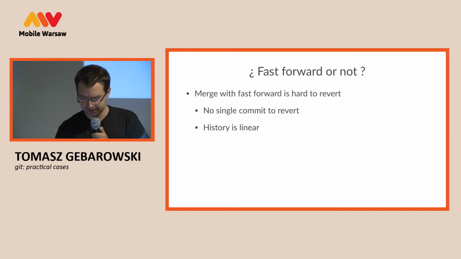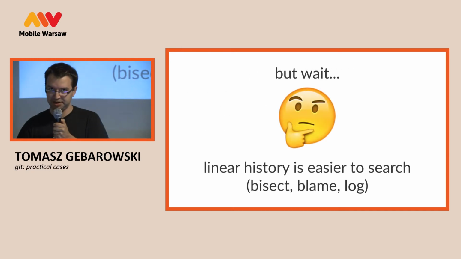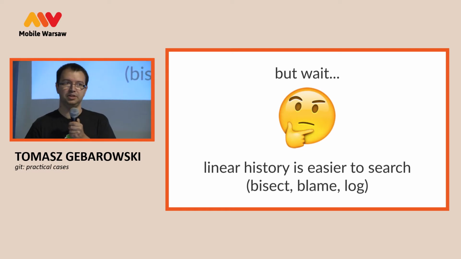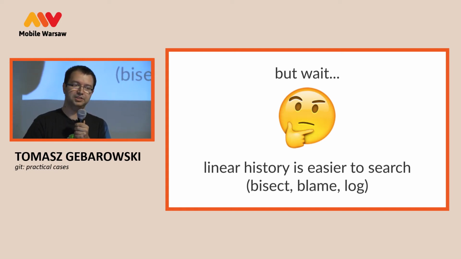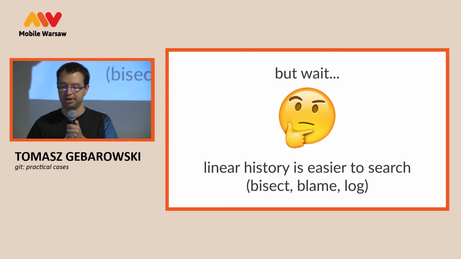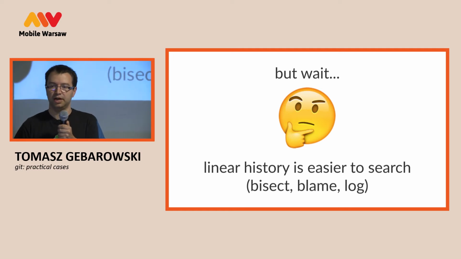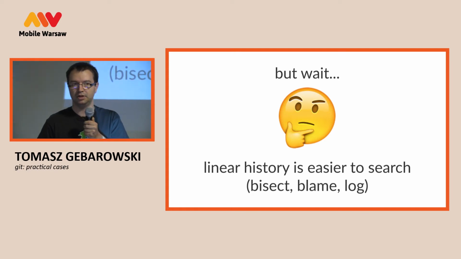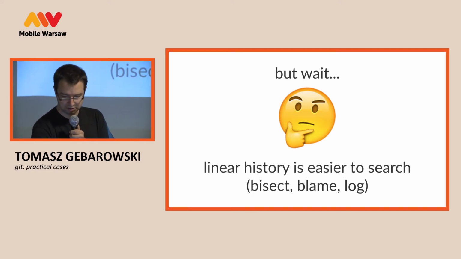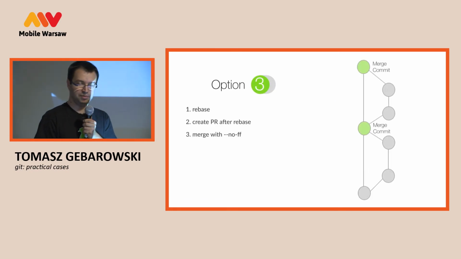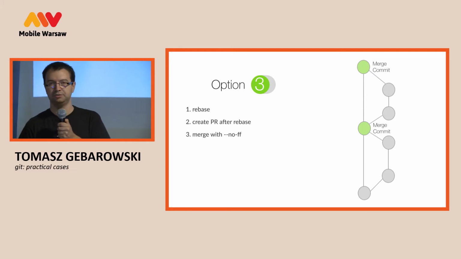But wait, linear history is not always bad, because with linear history it's easier to scan the history. We can more easily bisect the history, more easily blame for the changes, and more easily scan it in search of a commit that introduced some problem. So there is also option number 3, which is rebasing before merging with no fast forward.